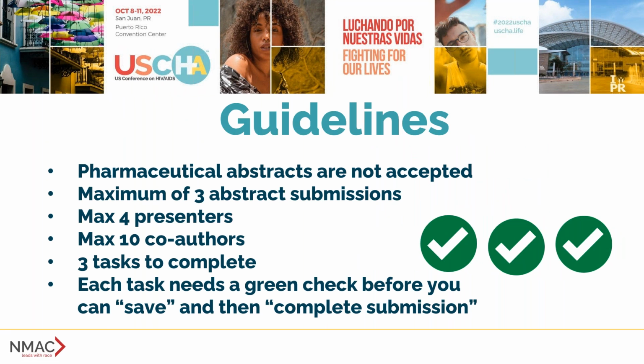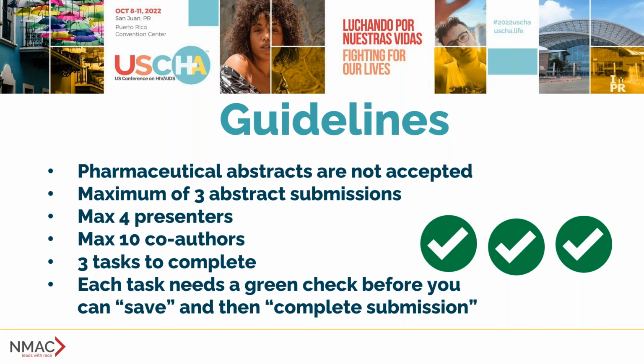So a few guidelines as you go into this part of your abstract submission. We do not accept pharmaceutical abstracts. You can submit a maximum of 3. You can update to a maximum of 4 presenters. That means the people who will be on site at USCHA presenting. You can add up to 10 co-authors, and those are the people who helped you write the abstract or may have provided content for your abstract.